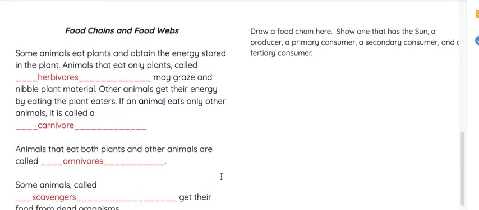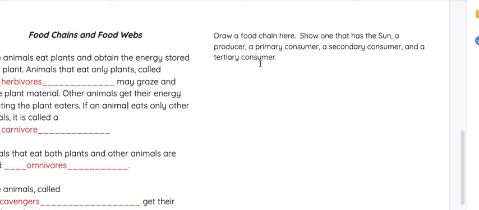All right, so over here on this side of your notes, you're going to draw your own food chain. It's important that you show that the sun is the beginning of where all the energy comes from. You have to have a producer, a primary consumer, so remember the one that first eats that producer, a secondary consumer, which is the one that eats a primary consumer, and a tertiary consumer. So this is the one that eats the secondary consumer.